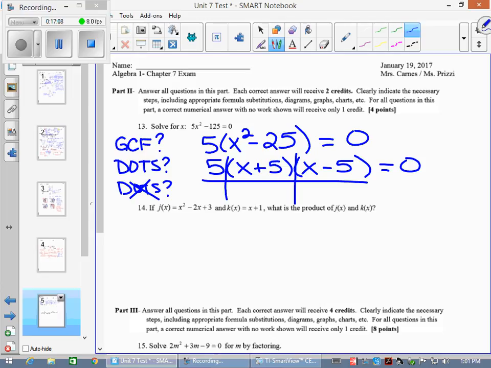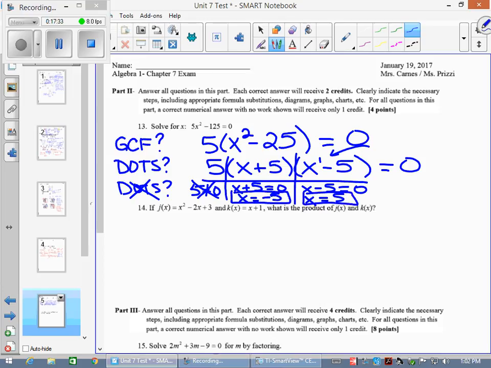So when you've determined you've done all methods, you take your factors and you set them equal to 0 and you solve for x. 5 can never be 0, so we just get rid of that. x plus 5 equals 0, which means x is equal to negative 5. x minus 5 equals 0, which means x is equal to positive 5. So I get two solutions, which is what we should get when we solve a quadratic equation.